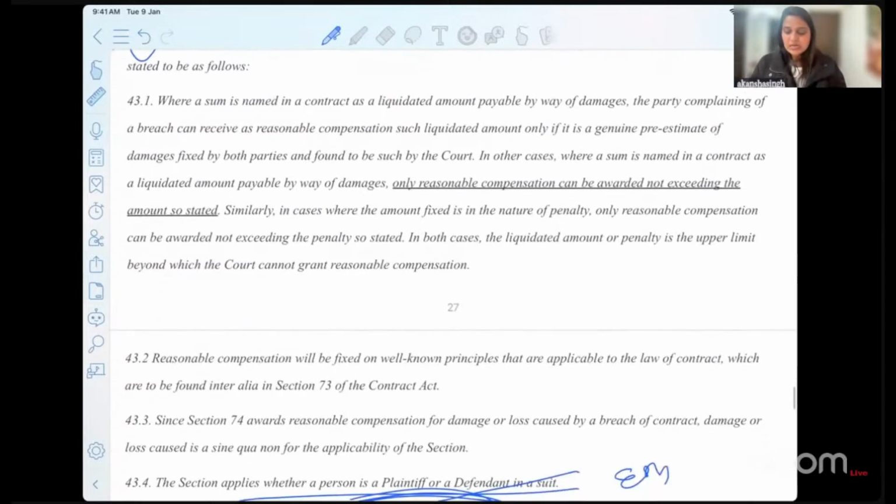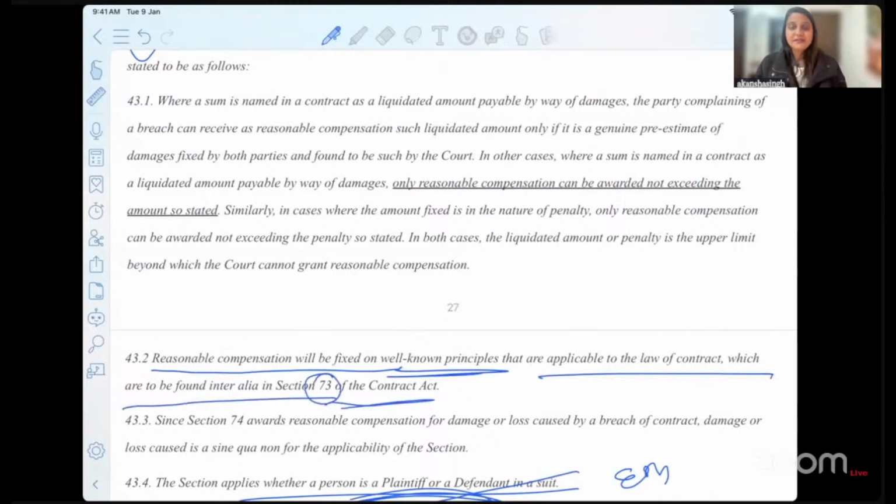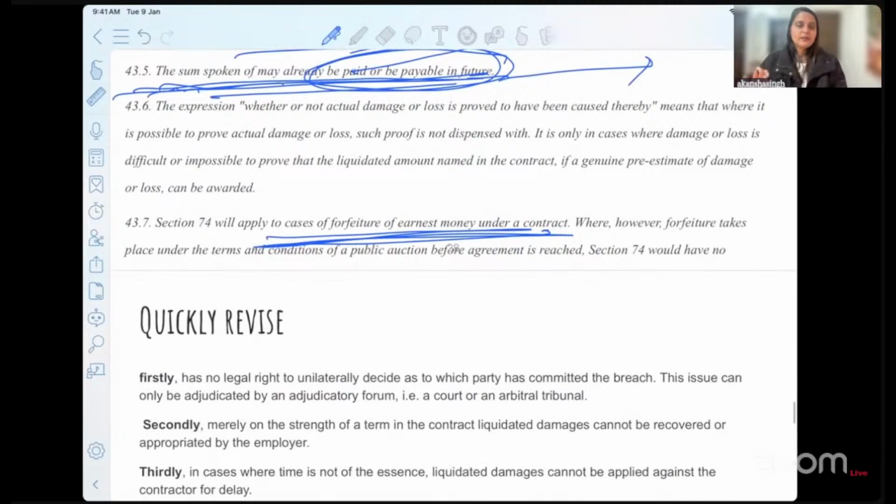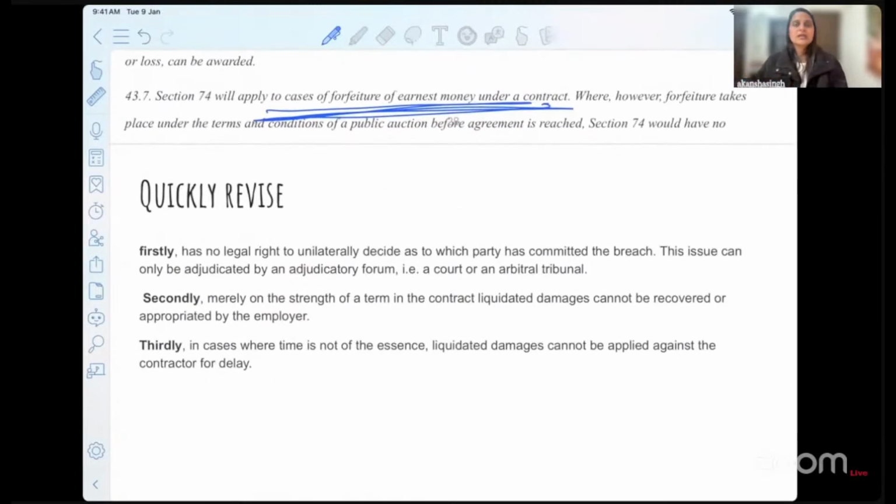Then we take one more. Reasonable compensation will be fixed on well-known principles that are applicable to the law of contract, which are to be found inter alia in section 73. I told you that we have to follow the principles we discussed yesterday here as well, to find out the reasonable amount of compensation and damages to be given. But the only change that comes here is that you cannot exceed a limit that has been decided by the parties. So if you read these guidelines, you'll get an answer as to what we have covered in today's class.